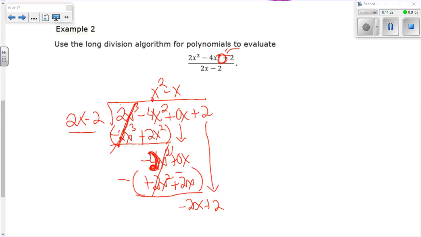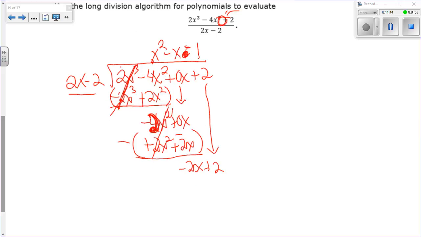What do I multiply 2x by to get negative 2x? Well, that would be minus 1, not plus 1. Minus 1. So negative 1 times 2x is negative 2x. Negative 1 times negative 2 is plus 2. And I need to subtract that, change all my signs to opposite, so everything cancels out. So my remainder is 0, so my final answer is x squared minus x minus 1.